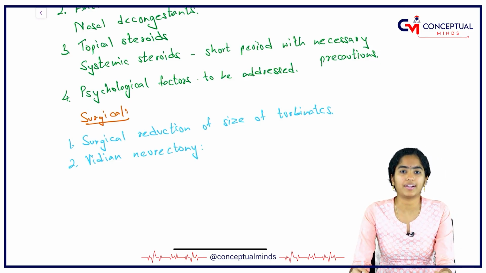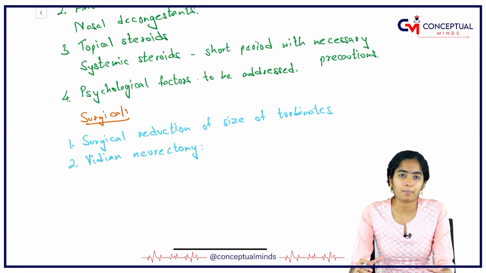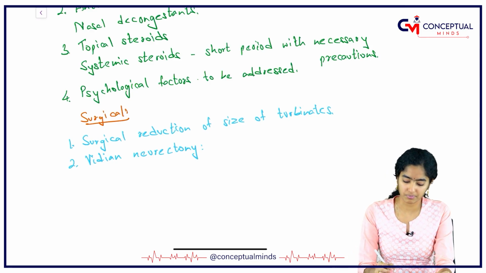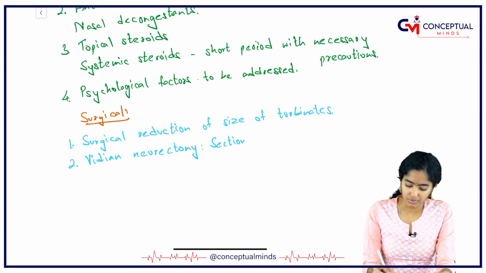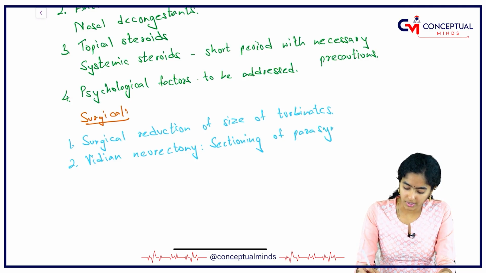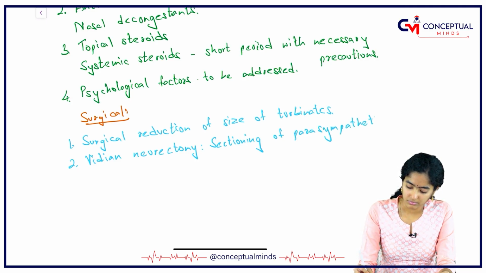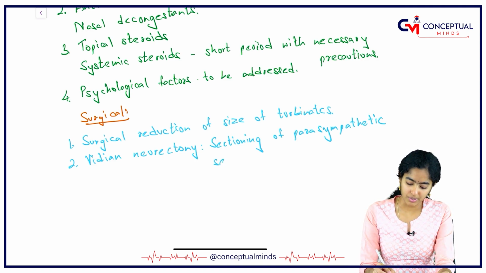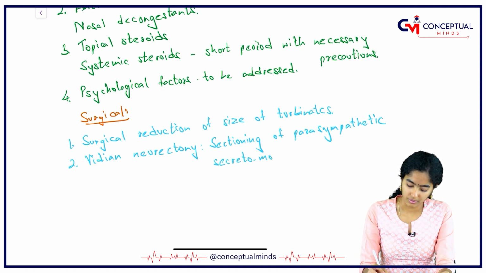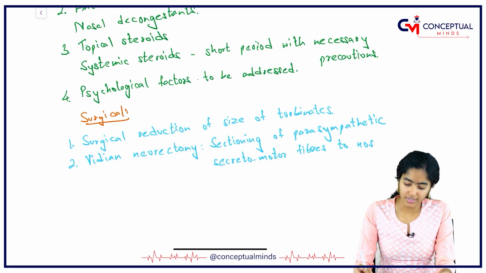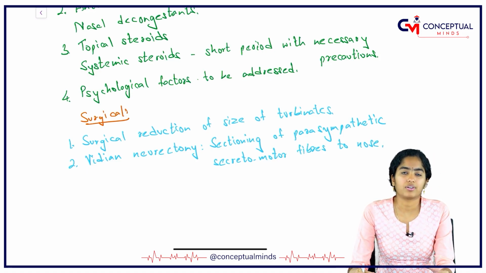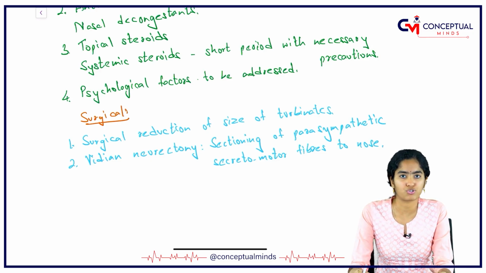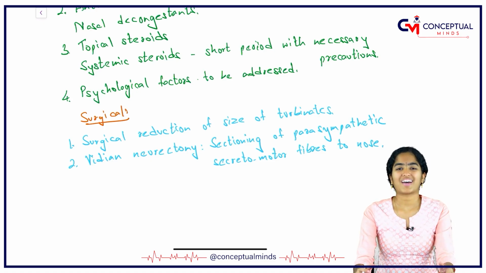What is Vidian neurectomy? Sectioning of the parasympathetic secretomotor fibers to the nose. This will definitely reduce the excessive rhinorrhea that has not been corrected by medical therapy, which was so bothersome to the patient. So this is all about vasomotor rhinitis.